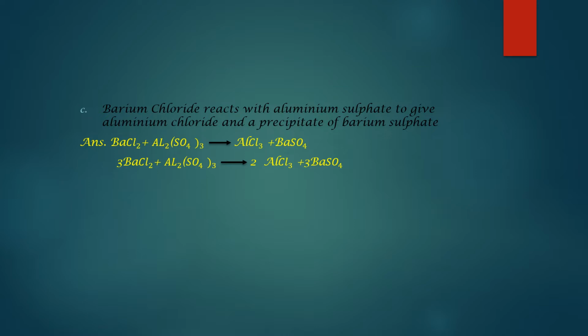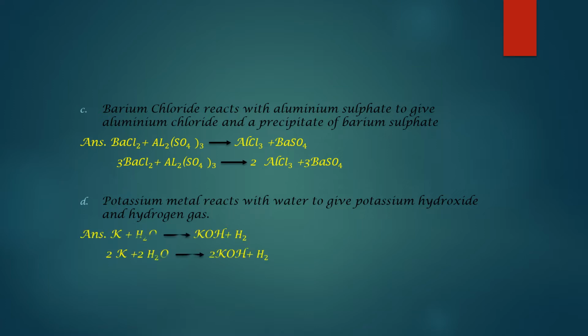Now part D. Potassium metal reacts with water to give potassium hydroxide and hydrogen gas. Answer. Now we'll balance hydrogen. We'll put 2 beside water and 2 beside potassium hydroxide. And to balance potassium, we put 2 beside potassium.